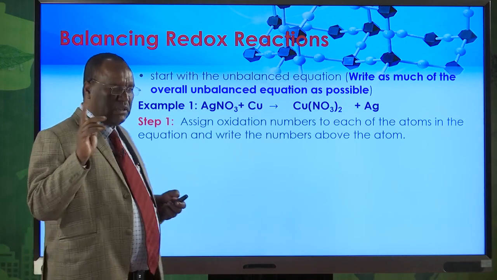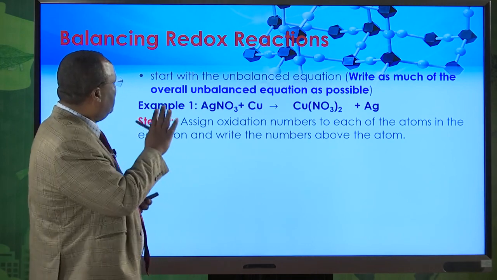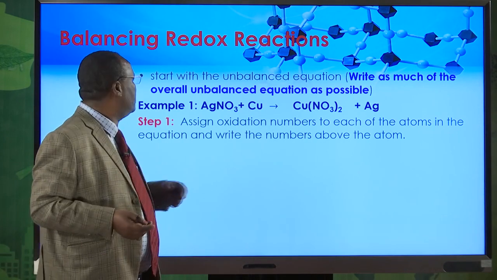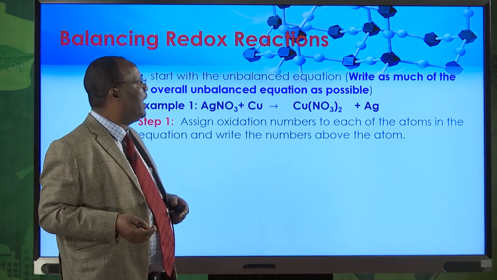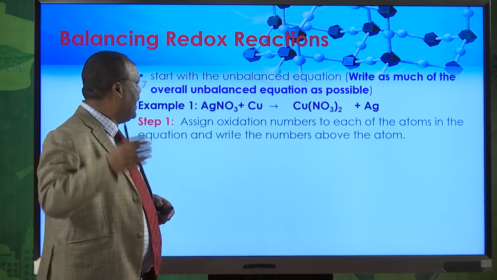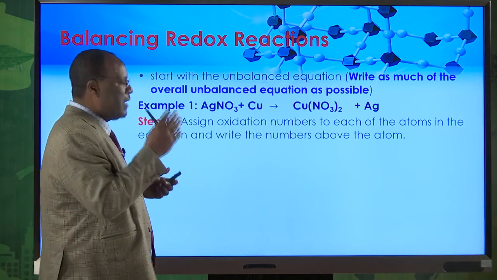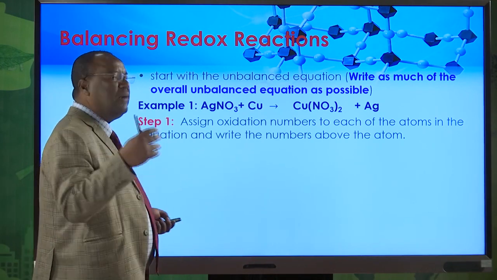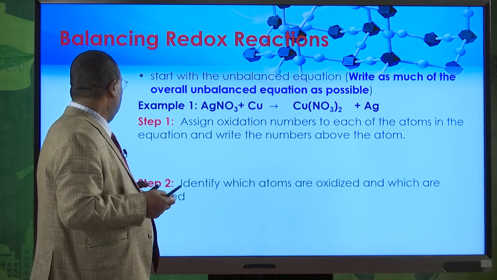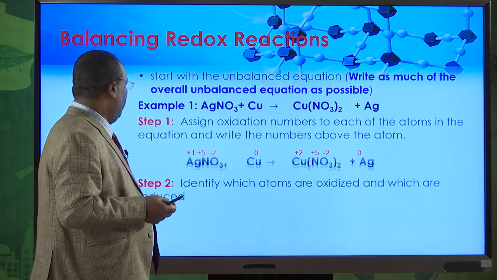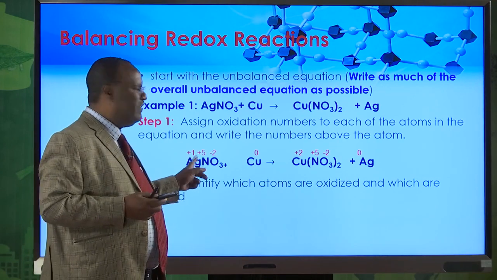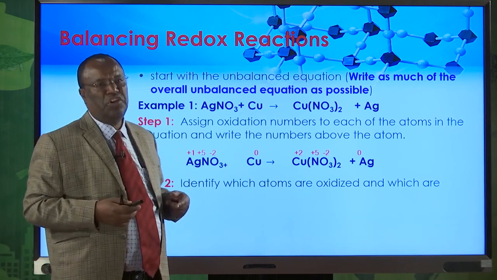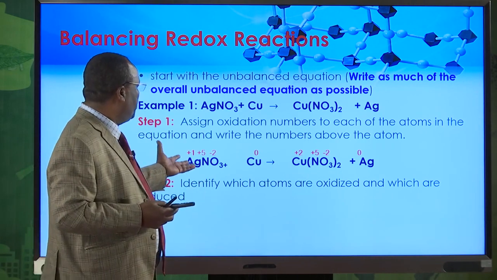Now, according to the steps in balancing chemical equations in redox reactions, the first step is to assign oxidation numbers to each of the atoms in the equation and write the numbers above the atoms. We are going to write the oxidation numbers on each species above the atoms. Let's say the oxidation number of silver in silver nitrate is +1. The oxidation number of nitrogen is +5. The oxidation number of oxygen is -2. These are the oxidation numbers.